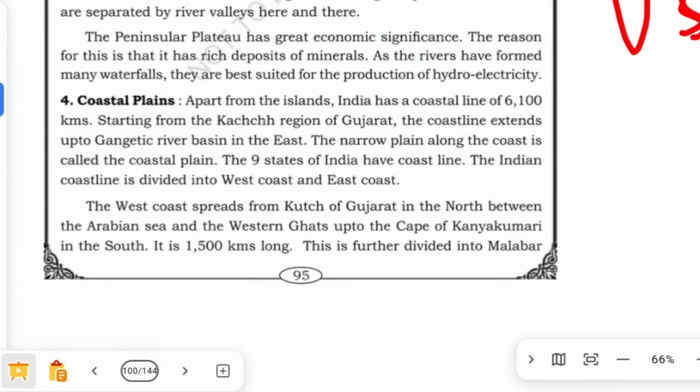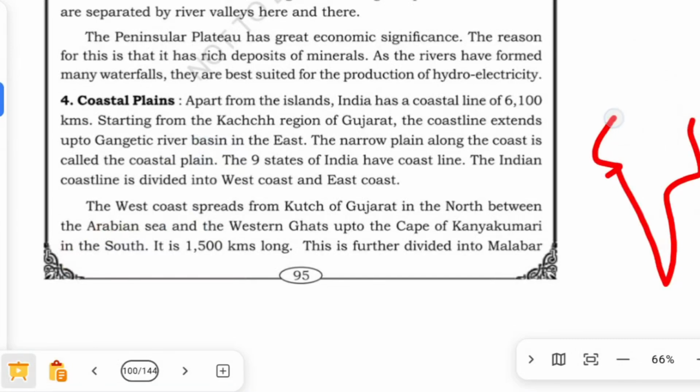And last and finally, you must understand the coastal plain. This is not the final one, another one is there, that is highlands. So these are the coastal plains. If you are going like this, this area is called the coastal plain, coastal area. So Kutch in Gujarat. From the coastline it extends narrowly along with the coast.